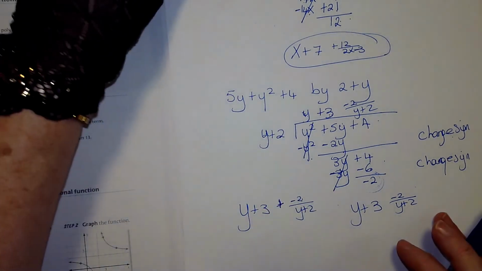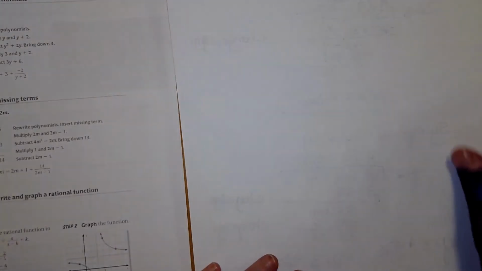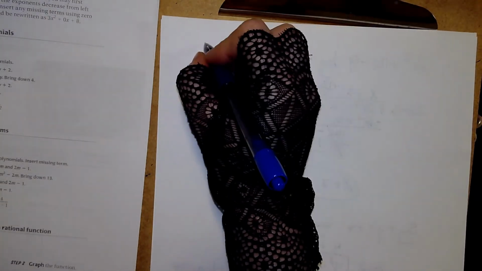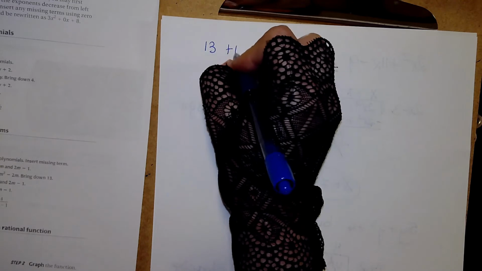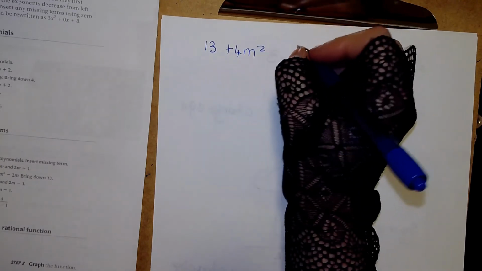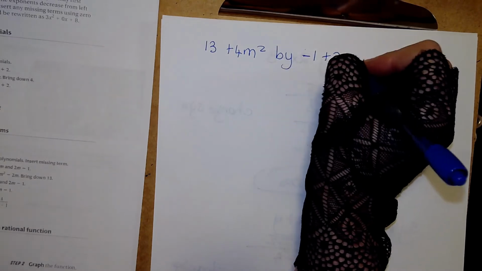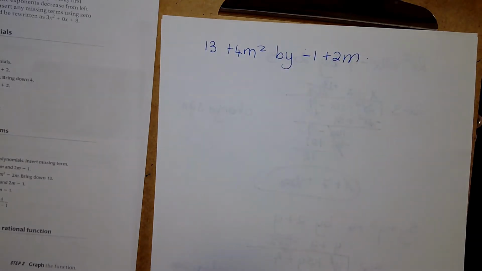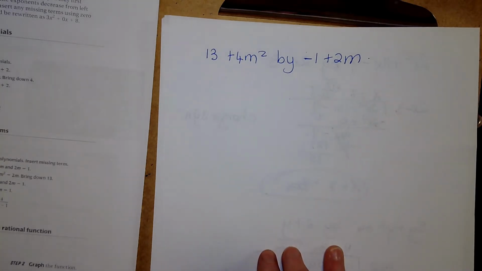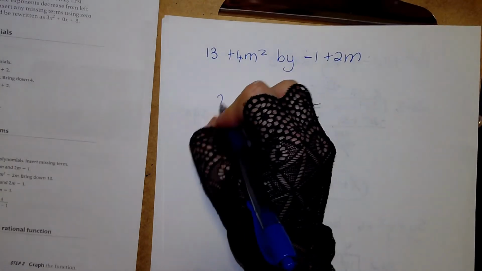So the last thing is where terms are missing, okay? So I'm going to show you what to do then. It's really not that bad. So say you have something like this: 13 plus 4m squared divided by negative 1 plus 2m. Okay? So negative 1 plus 2m is on the outside. That's what you're dividing by. So write it in the correct way.